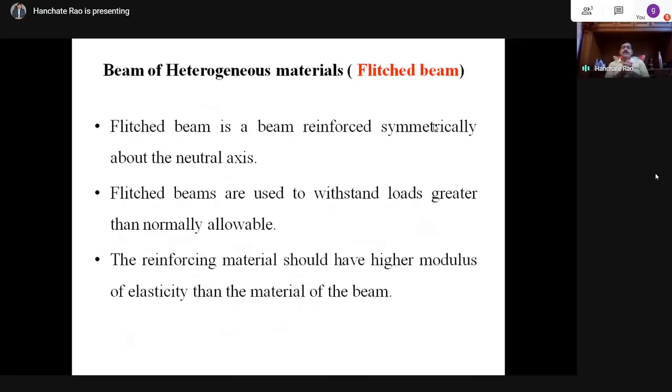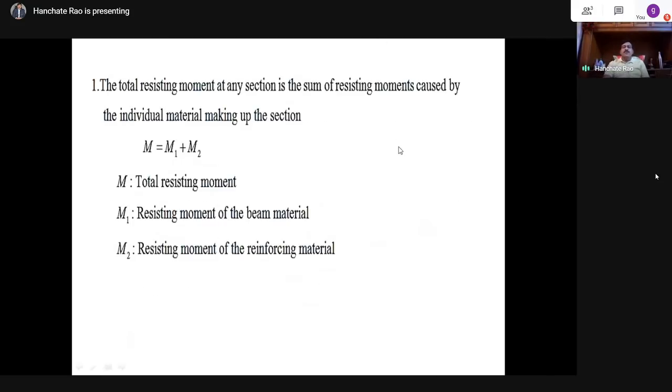Generally, the reinforcing material should have a higher modulus of elasticity than the original material of the beam. So Young's modulus should be higher for the reinforcing material. Such a beam is called a flitched beam.